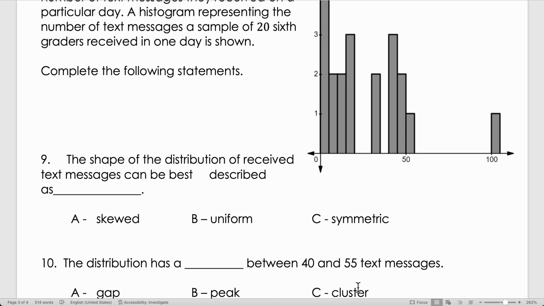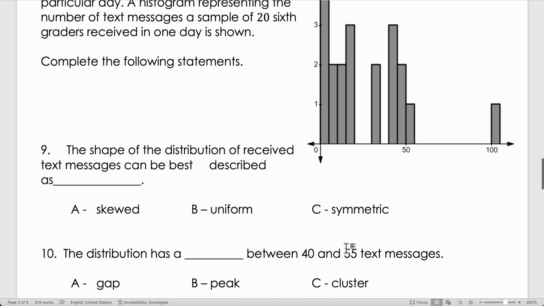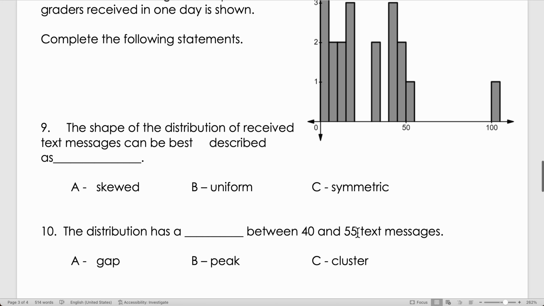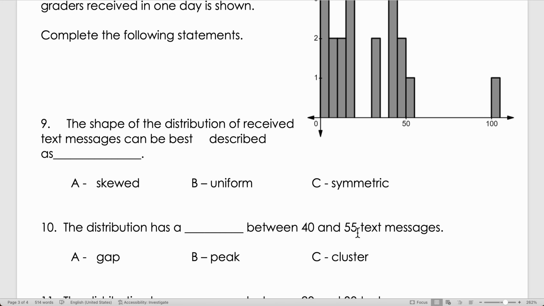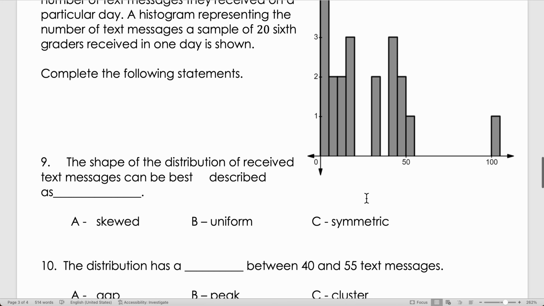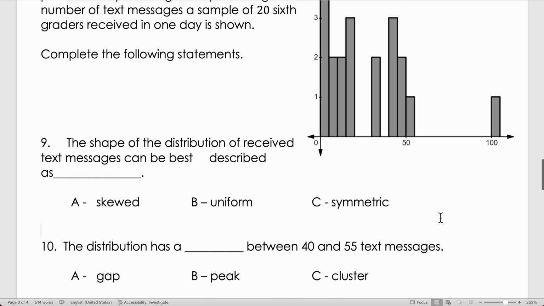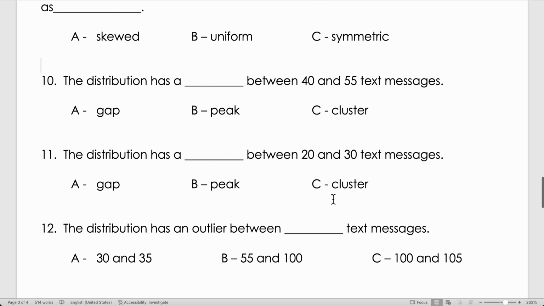And I'm sure you can guess what cluster means. It just means data that's really close together. A lot of this stuff is kind of self-evident, but I want to teach it to you to make sure you know how to explain it to him. A cluster, again, is just data that's really close together with no gaps. There's a cluster there. You could also make an argument that there's another cluster right here. Of course, this one's an outlier. You get the picture. That's what those vocab words mean. The distribution has a blank between 20 and 30. We know what all these vocab words mean now.